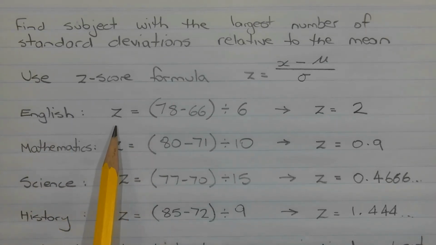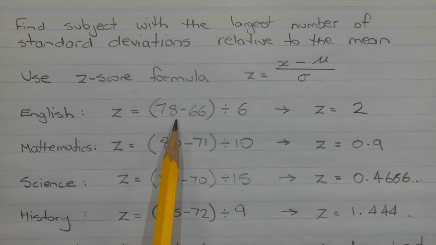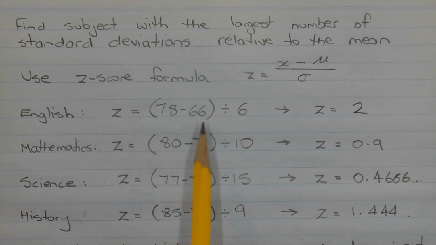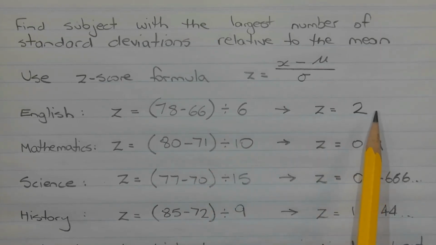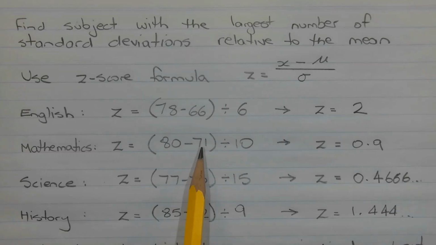The z-score for English is z equals 78 minus 66 in brackets, dividing that by its standard deviation, which is 6, and that gives us a z-score of 2. Looking at mathematics, z equals 80 minus 71 in brackets divided by 10, we get a z-score of 0.9. Looking at science, we have z equals 77 minus 70 in brackets divided by 15, we get a z-score of approximately 0.4666 and so on.